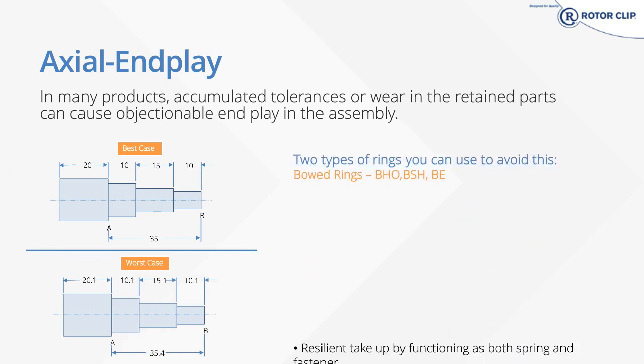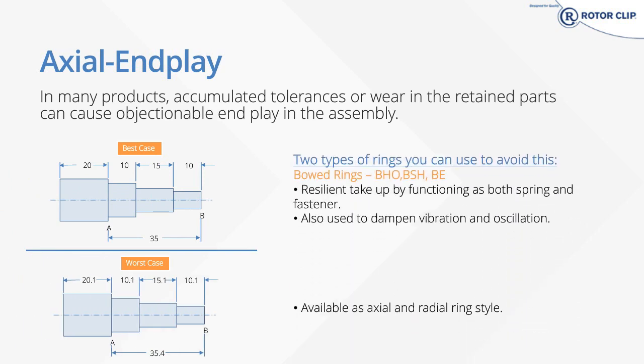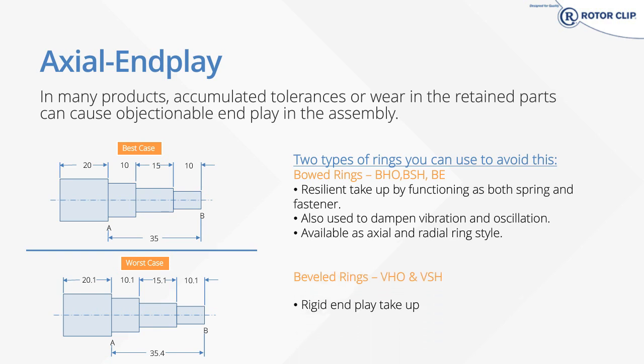Another thing to consider is axial endplay. In the perfect world, tolerances wouldn't exist. If you had a 10 millimeter section of an application, it would be 10 millimeters. This isn't the perfect world. This is the real world, so we have tolerances. Luckily, Rotor Clip has bowed and beveled rings to help you make up for this worst case scenario.